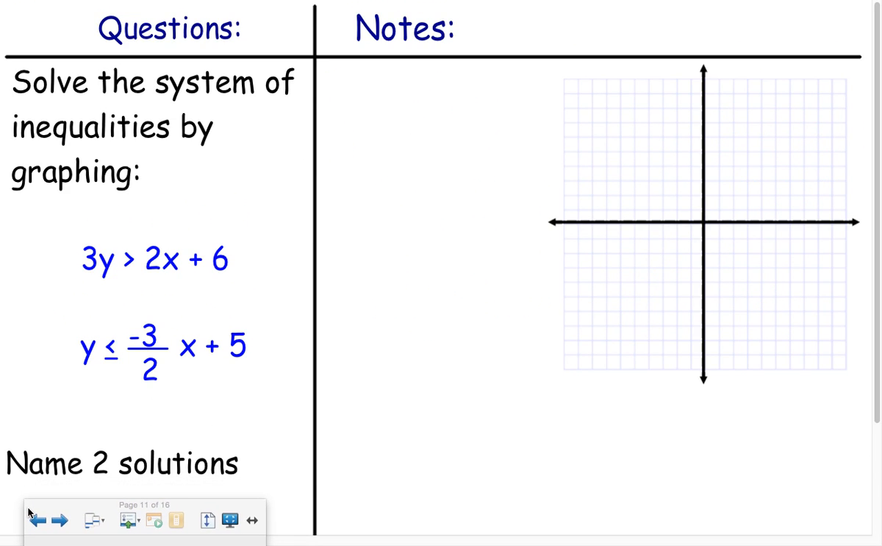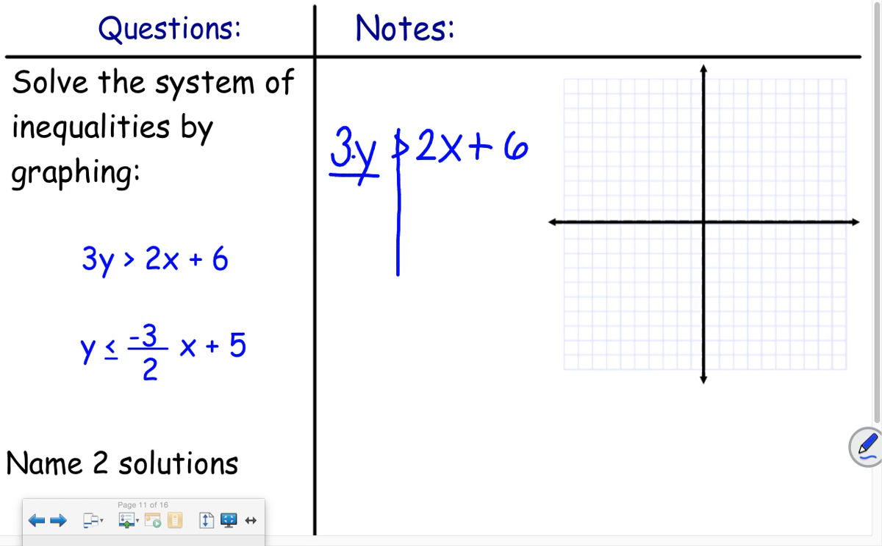All right. First inequality on this one is 3y is greater than 2x plus 6. That is not in slope-intercept form, so I'm going to need to solve it. Now this one we don't have to subtract anything. All we have to do is get rid of the 3 that's next to the y. The opposite of 3 times y is dividing. So I just have one step on this problem and it's dividing. 2/3 does not divide nicely, so leave it as a fraction. 6 divided by 3 is 2.